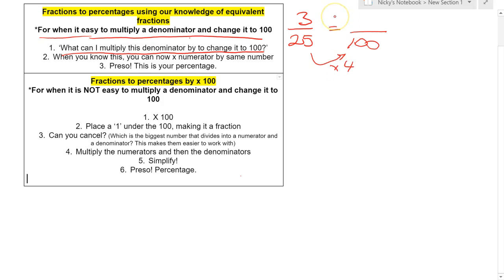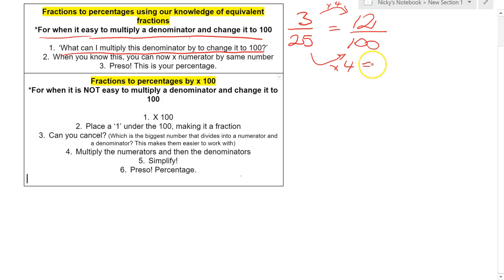And then our rule with fractions, and what we're doing here is finding an equivalent fraction, 25 to 100, is whatever we do to one part of the fraction we must do to the other. Exactly the same, okay? Otherwise we're actually changing the size of the fraction, and that's not really what we're after today. So, because I've timesed this by 4, I'm going to times the top by 4 as well. So 3 times 4 is 12.